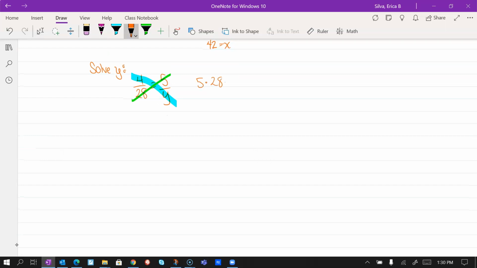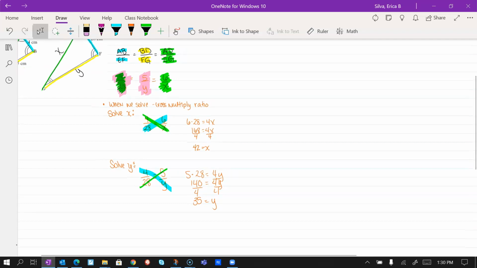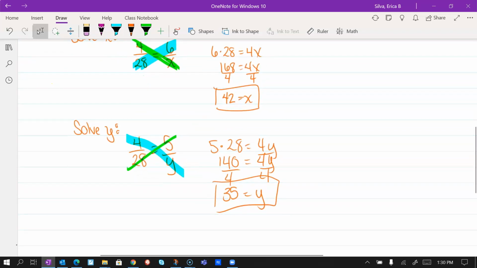5 times 28, 40, and then divide by 4. And y is equal to 35. So we've got x is equal to 42 and y is equal to 35.